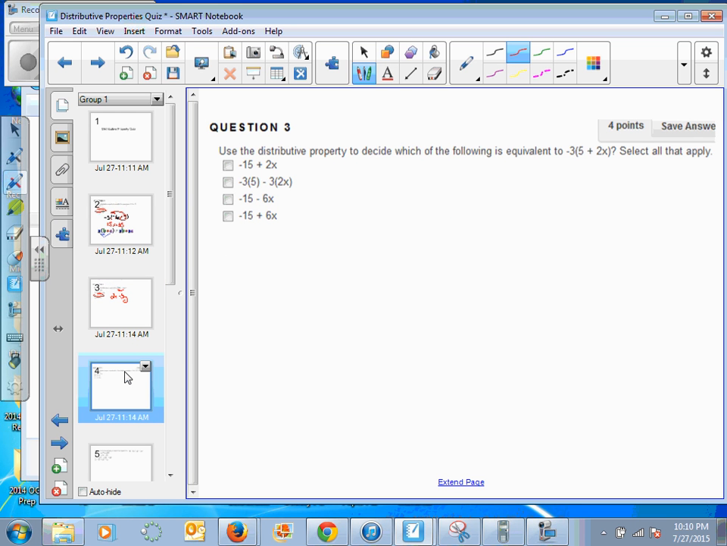Use the distributive property to decide which of the following is equivalent to -3 times the quantity -5 plus 2x. If we distribute that -3 to both of those parts, you've got the -3 times the 5, so that's going to give you a -15. And you've got the -3 times the positive 2x, which is going to give you a -6x. Finish that out. So you've got this one.